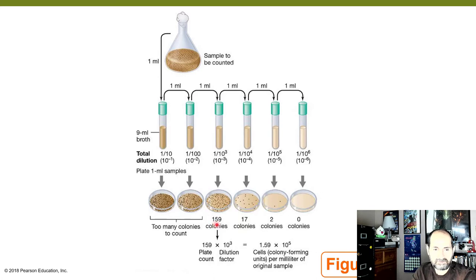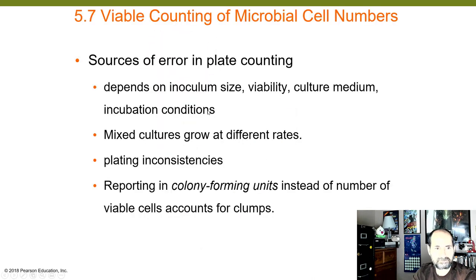After you count the colonies, you see you have 159 colonies, and there you go. The dilution factor that led to this plate was your 10 to the minus 3 dilution. When you solve for it, bringing it out of the denominator, you have 1.59 times 10 to the 5 cells per milliliter. So there you go. You've now counted the bacteria, and that's how many bacteria you have. You have 1.59 times 10 to the 5 cells in your original batch per ml.